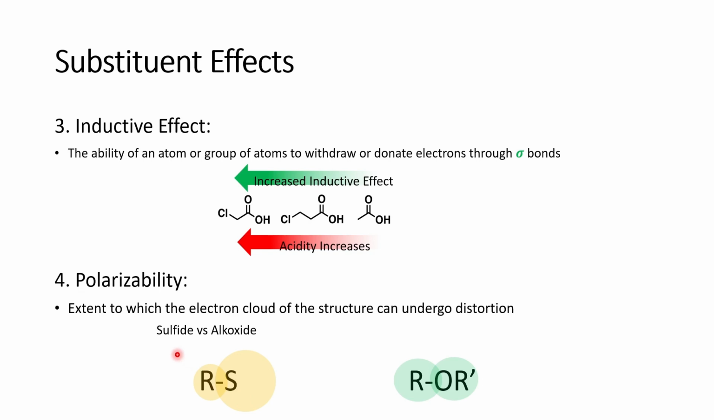Here I have sulfide and alkoxide, and you can see the sulfide is kind of a soft compound where the electron cloud is loosely bound, and alkoxide is a hard compound. Because of that, if we compare nucleophilicity and leaving ability, sulfide can act as a better nucleophile and also a better leaving group. If we have nucleophilic attack on both of these molecules, we can see the sulfide leaving quicker than the alkoxide, because the electron cloud is more distorted in the sulfide.